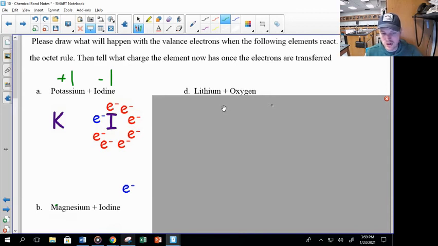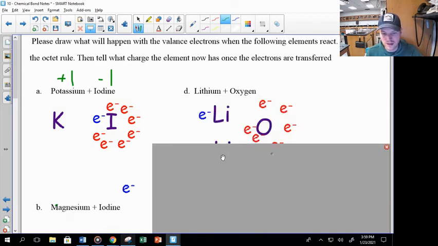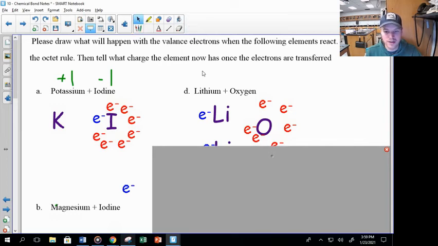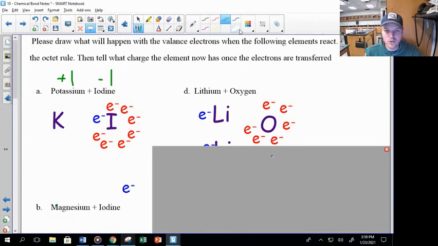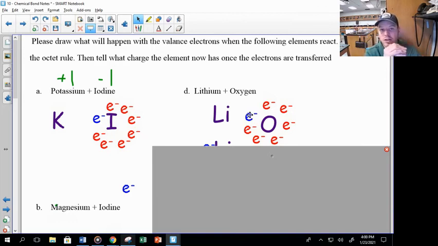Now some of these get a little trickier, so lithium and oxygen. Let me get my oxygen a little more centered. There we go. Oxygen has 6 valence electrons. Lithium has its 1. In this situation, this 1 valence electron is going to hop on over to oxygen. Boom. And so lithium loses its 1 valence electron. It's happy now. Lithium has 8 valence electrons, or a full outer shell.